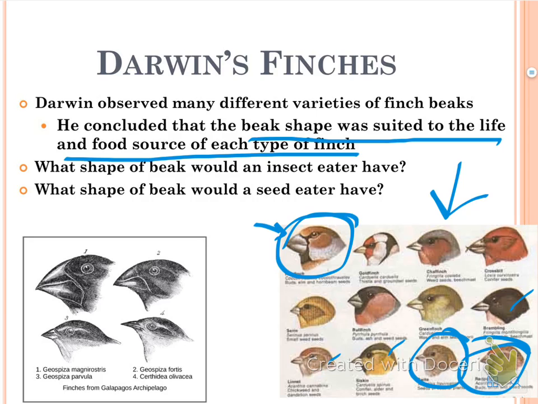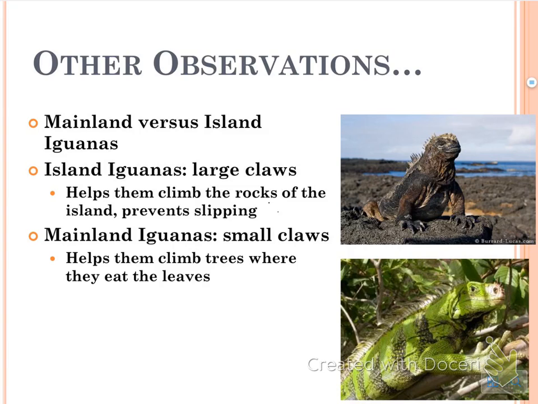Darwin also observed iguanas, and he observed mainland versus island iguanas. Now, the idea was that they both started on the mainland, and the island iguanas became separated on the Galapagos Islands, and as a result, had different characteristics. So the island iguanas have large claws that help them climb rocks, and if you notice, they also look quite a bit different. Whereas the mainland iguanas have small claws to help them climb trees.